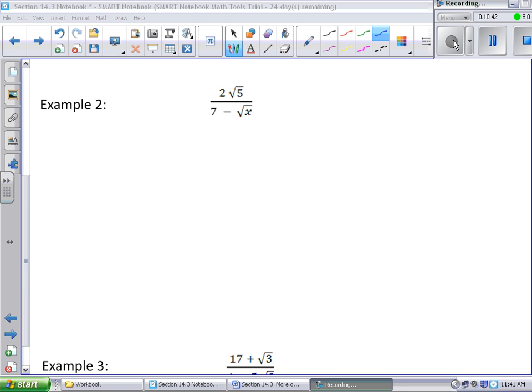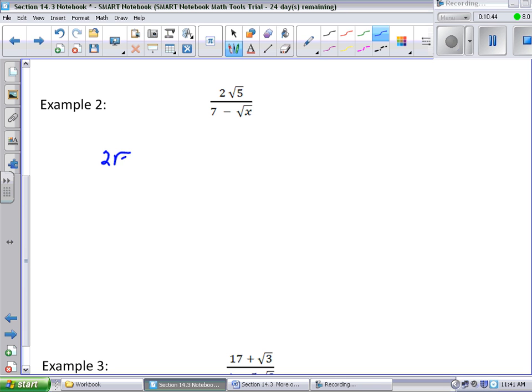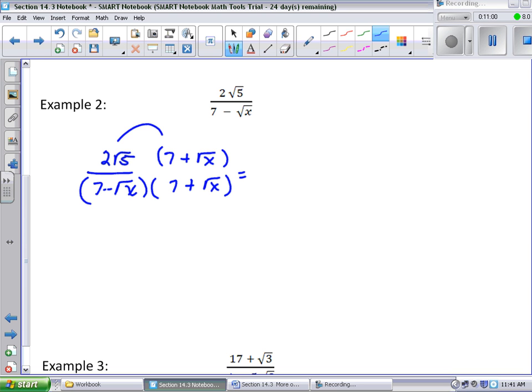In this denominator, I have a difference, and so I want to multiply by the conjugate, which will be a sum. I will be multiplying by 7 plus the square root of x, by 7 plus the square root of x. So in the numerator, I will have 2 square roots of 5 times 7 would be 14 square roots of 5 plus 2 square roots of 5 times the square root of x would be 2 square roots of 5x. And in the denominator, I will have 7 times 7, which is 49.